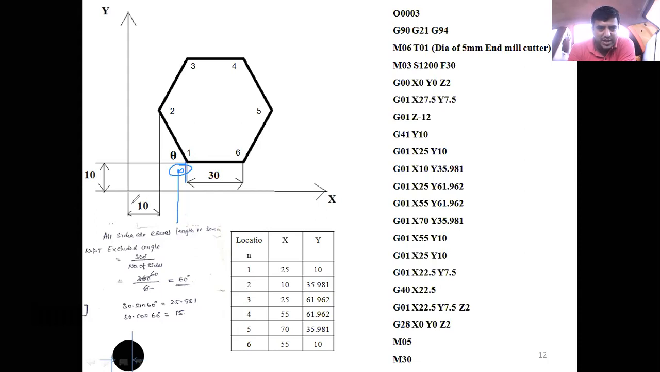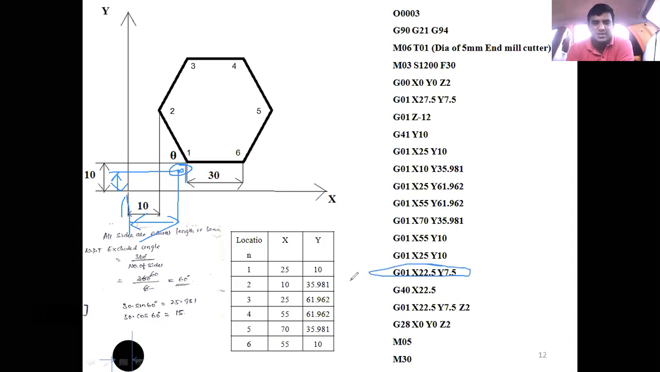Now tell me, what is the X coordinate for this? 25 minus 2.5 becomes 22.5. Right? What is the Y coordinate for this? 10 minus 2.5 becomes 7.5. Now this is the line.